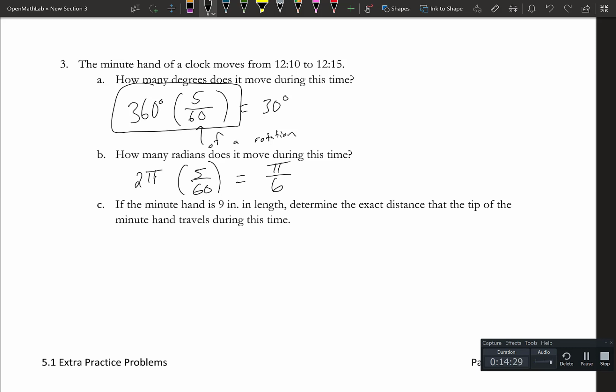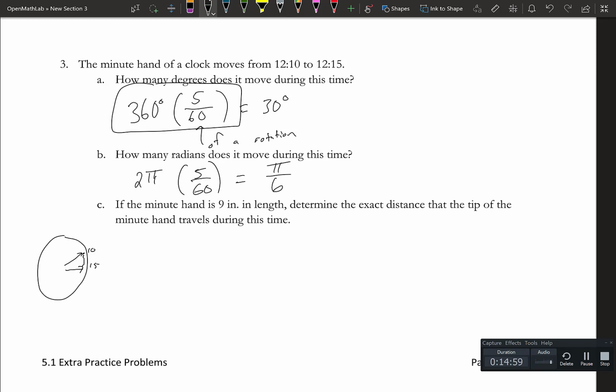Part C says if the minute hand is 9 inches in length, determine the exact distance that the tip of the minute hand travels during the time. So we have a clock here. The minute hand is on the 10, and it's going to the 15. We're trying to figure out the tip of the hand, how much does that move?